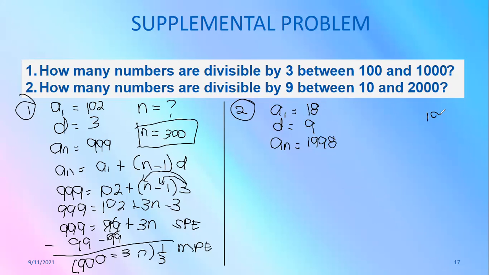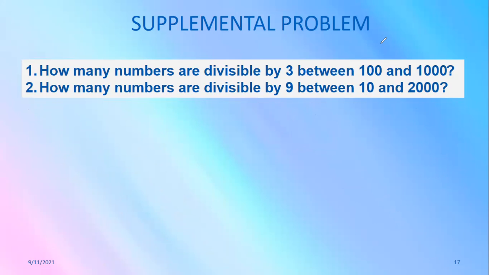1998. Try natin. 1998 divided by 9. Okay, so this is 2. 18. Okay, 1. Then 9. 2. 18. Okay, then 1. So 2, 2, 2. So okay. So yung number 2 na lang yung sinosolve natin.